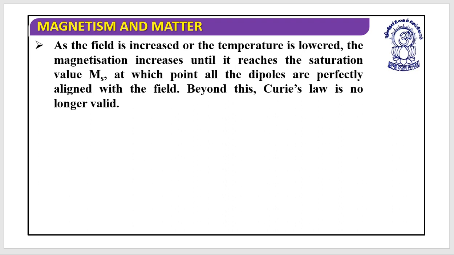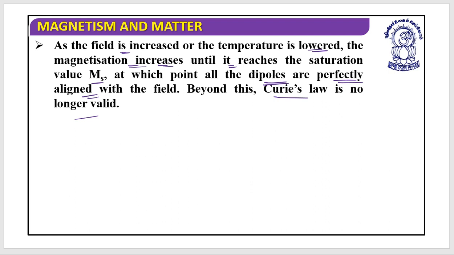Great. So as the field is increased or the temperature is lowered, the magnetization increases until it reaches the saturation value Ms, at which point all the dipoles are perfectly aligned with the field. Beyond this, Curie's law is no longer valid. So up to certain limitations we can apply Curie's law to the materials. I hope this is clear.